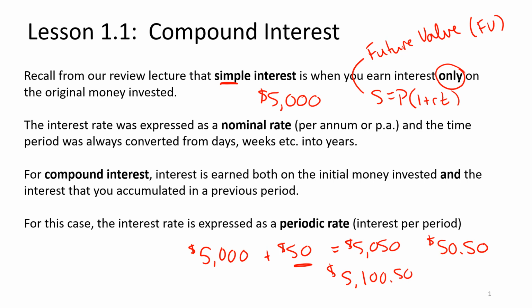Before we do that, one more item to note is, remember, in simple interest, we were given a nominal interest rate, and that was given as per annum, or PA. That meant yearly. In compound interest, we're going to talk about the periodic rate. What that means in simple terms is we're going to take this nominal rate and convert it to a periodic rate, which is an interest rate per period. You'll see what that means when we talk about compounding periods with compound interest.